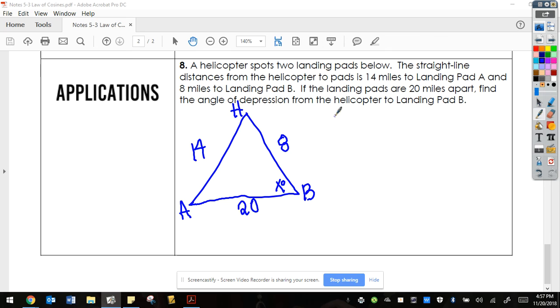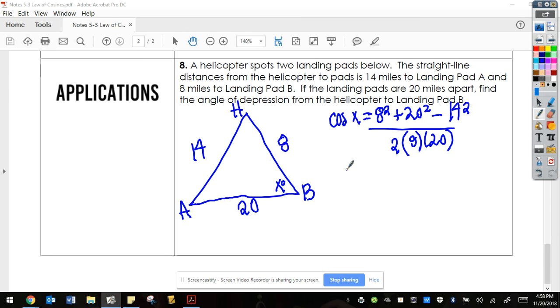All right, so we do cosine of our angle equals the side lengths that are next to it. So 8 squared plus 20 squared minus the side that's across from it, which is 14 squared, over 2 times the 2 sides that are next to it, 8 and 20. So if you plug all of that in the calculator, you get that cosine of x equals 0.8375. And x, if you do the inverse cosine of each side, would give you 33.1 degrees.